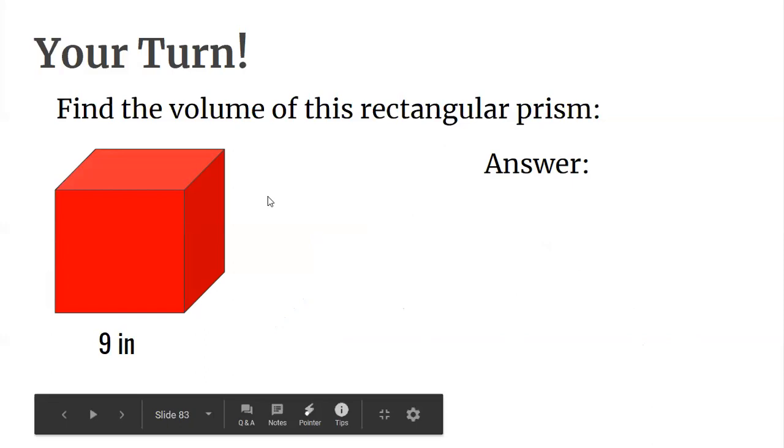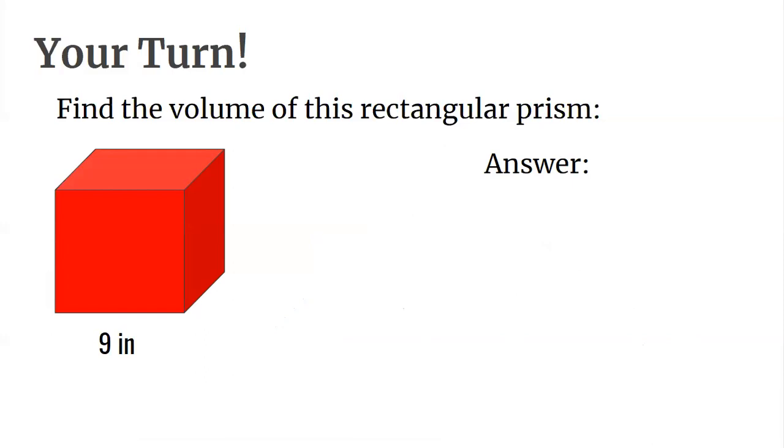Now, okay, another typo. This should be find this cube, not rectangular prism. This is a cube, by the way, not a rectangular prism. So this is a cube with 9 inches as one of the sides. So let's pause. 3, 2, 1, pause.